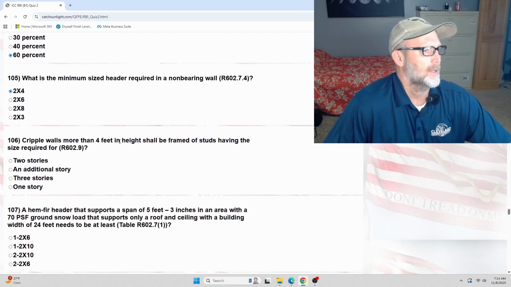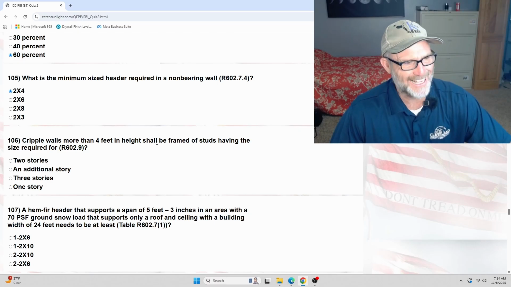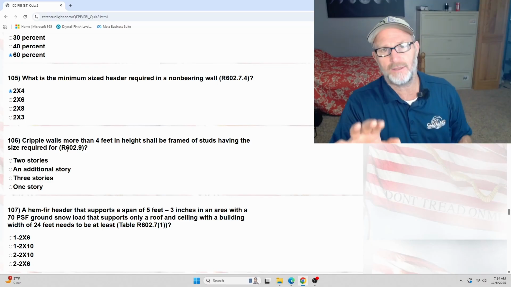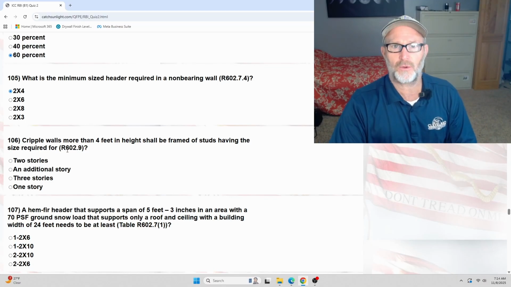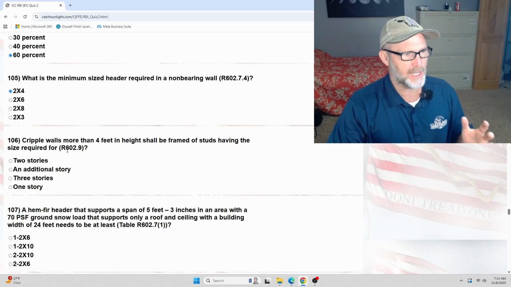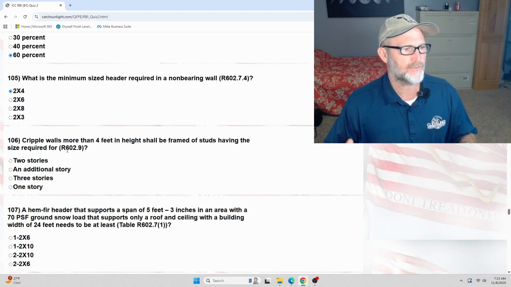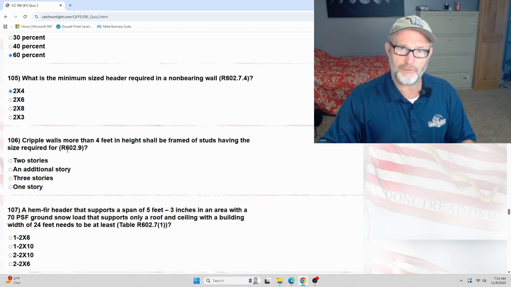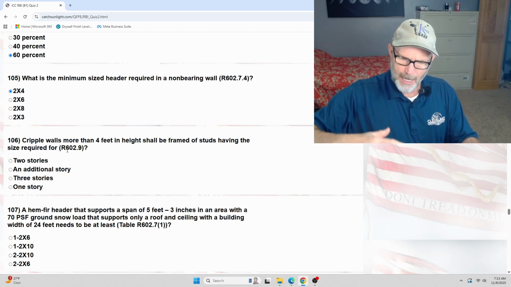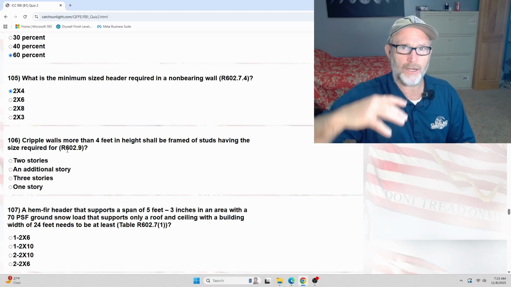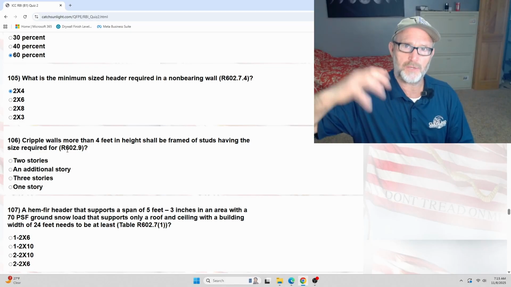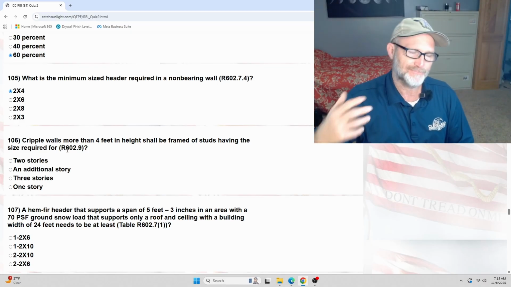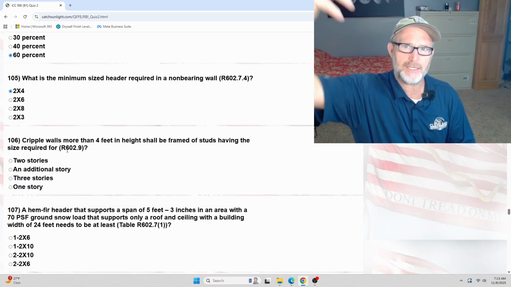All right, 106. Cripple walls more than 4 feet in height shall be framed of studs having the size required for what? Now, this is what I mean by this. So we looked before at the table with the nice pictographs that showed single-story, 2-story, 3-story structures and what size studs you need under it. What this is saying is if you have a cripple wall on top of a partial foundation for a walkout basement, let's say, and the stud length there for that cripple wall is under 4 feet, you don't have to size it as though it's supporting everything above it. I guess you basically can size it based upon the size above.